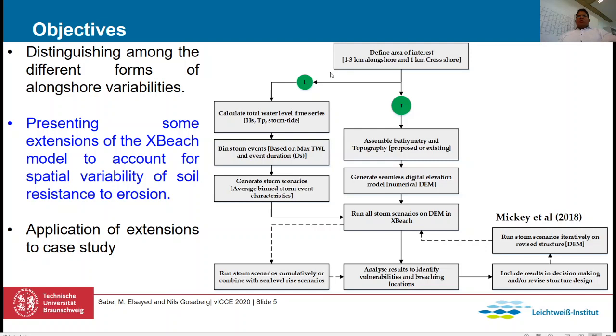Most of the state-of-the-art studies are based on considering the interaction between the loading and the topography. And this framework, which was suggested by Mickey and others in 2018, represents the state-of-the-art approach used to assess the vulnerability of dunes.